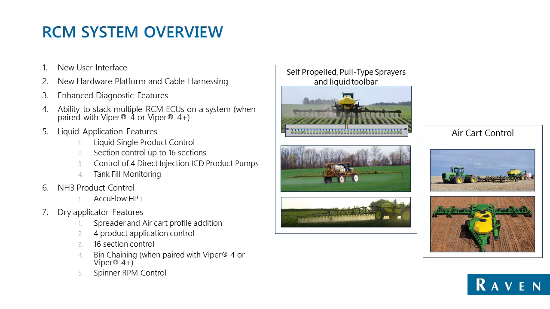NH3 product control, like I said, AccuFlow HP Plus with additional 2 add-on products, or you can substitute injection pumps to that, or add 2 ICD injection pumps. Then we also have our dry fertilizer features, which are spreader air cart profile edition, 4 product application control up to 16 section control, bin chaining, and spinner RPM control. Now we are going to go into some basic RCM system configurations as they look on a Raven Viper 4 field computer. So we will go through a generic spreader, 1 product, and a generic liquid, 1 product.